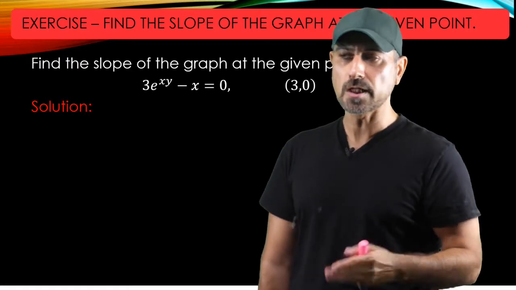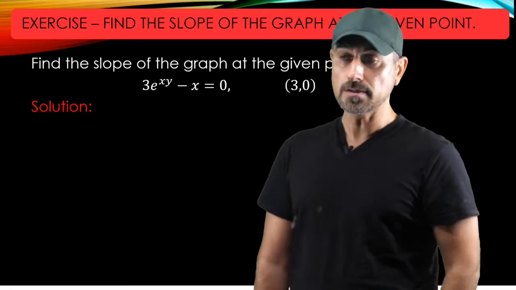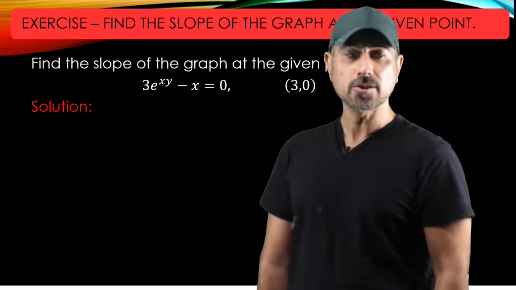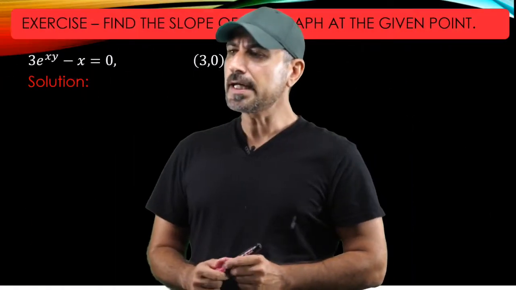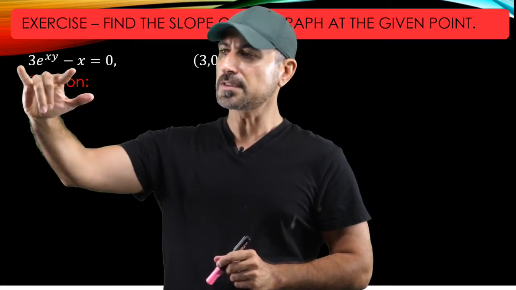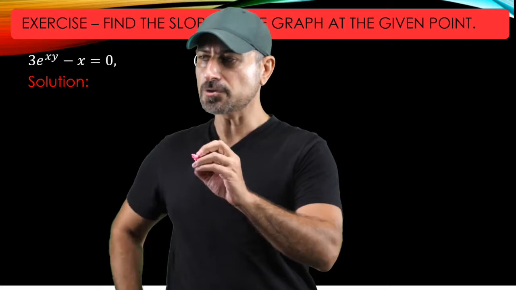So once we have the slope, since we're given the point as well, we can use the point-slope form of the tangent line. All right, let's move on. Following the guidelines of implicit differentiation, we're going to take the derivative of the left-hand side and the right-hand side. So let me just write it down here.